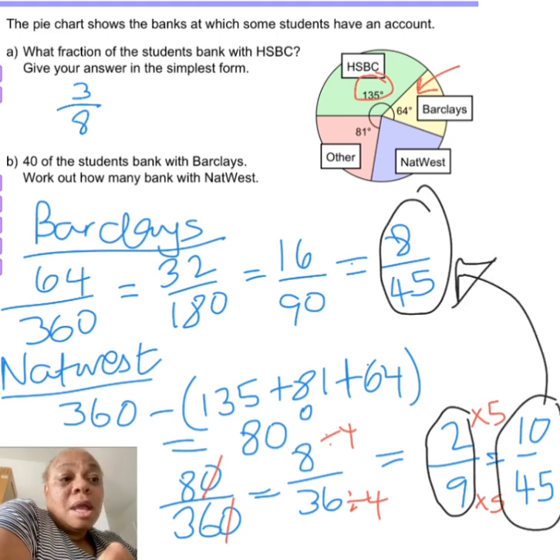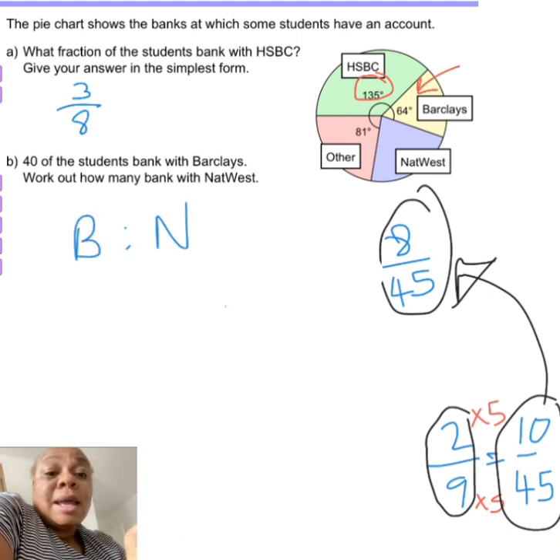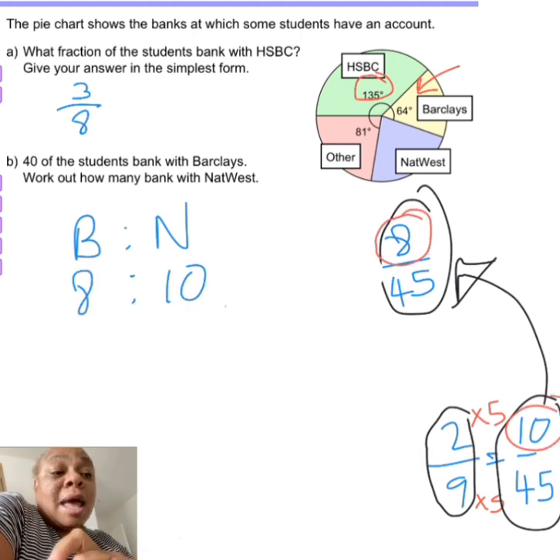Now that we have the denominators the same, we can compare the numerators. I'm going to write the numerators as a ratio. So I have the ratio of Barclays to NatWest, that's 8 to 10. The ratios are 8 to 10, and we know that the number of people who bank with Barclays is 40, so I'll write 40 here, and I need to find out how many people are banking with NatWest.